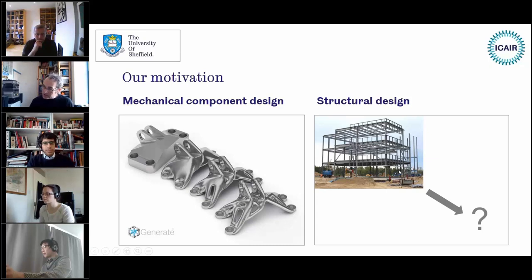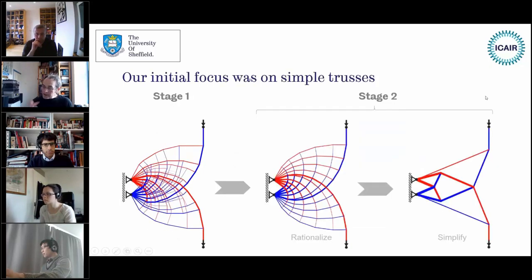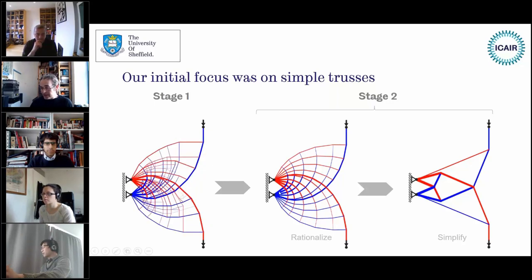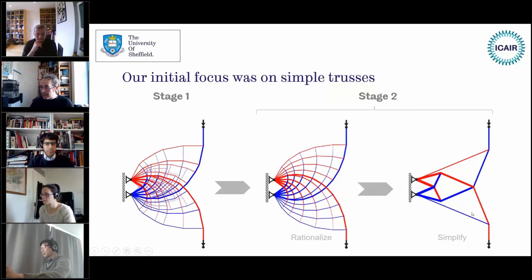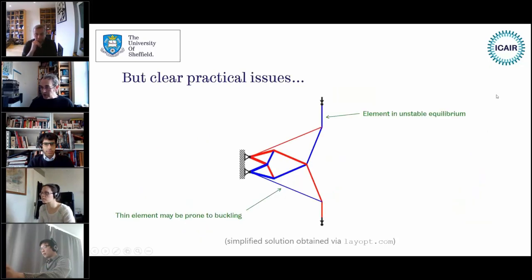And so what we wanted to do was to develop and propose tools that could be used to address that second issue. Our initial focus was definitely on trusses, starting with simple ones. We developed a two-stage process where you use conventional layout optimization, as you can see on the left, and then use geometry optimization to rationalize the structure, and simplification techniques to reduce the number of members and joints to make it more practical. So that was our initial focus, but there are clear practical issues.